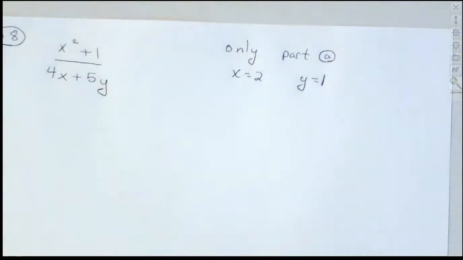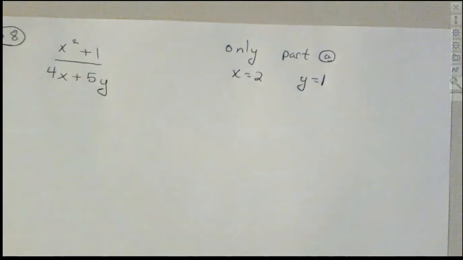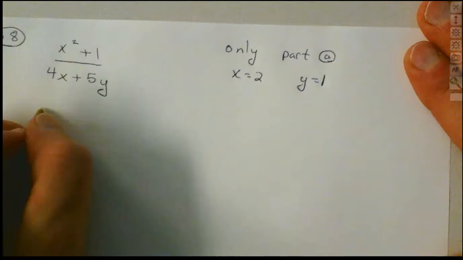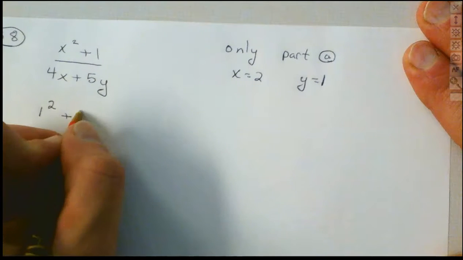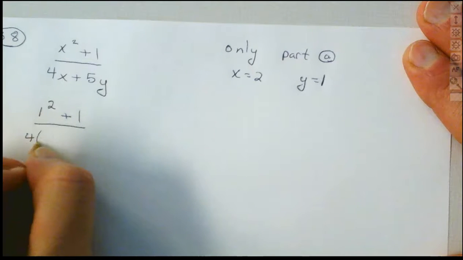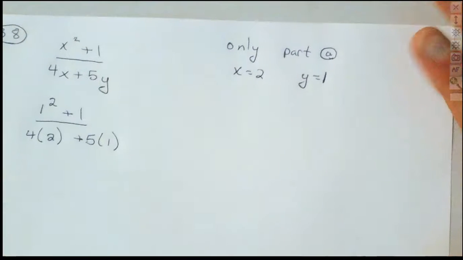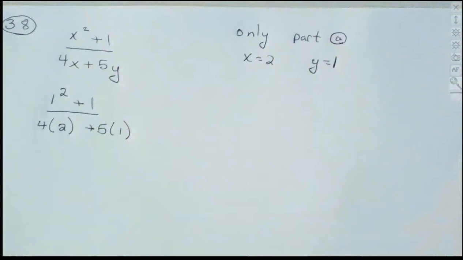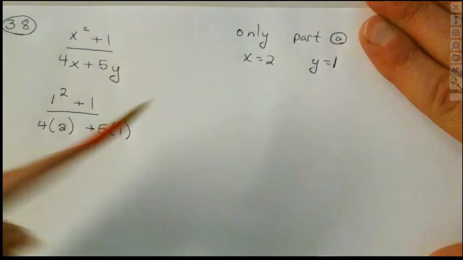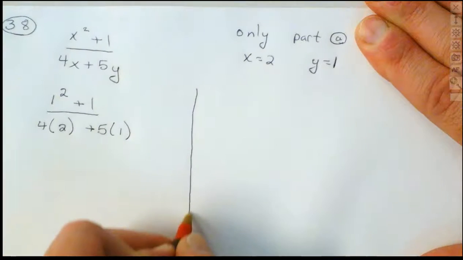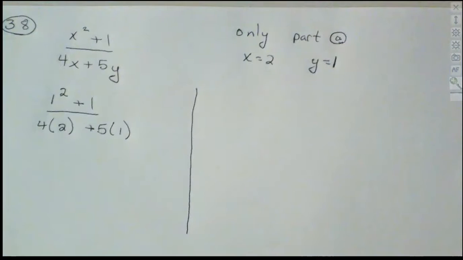Okay, so let's go ahead and work through this one. Plug your values in. So we've got 1 squared plus 1 over 4 times 2 plus 5 times 1. And this one's actually easier than what we did in the last section. So let's go ahead now and break it down. You can do this all in one step if you want, or you can split it up. I'm going to split it up. I think there's enough to warrant chunking it out.